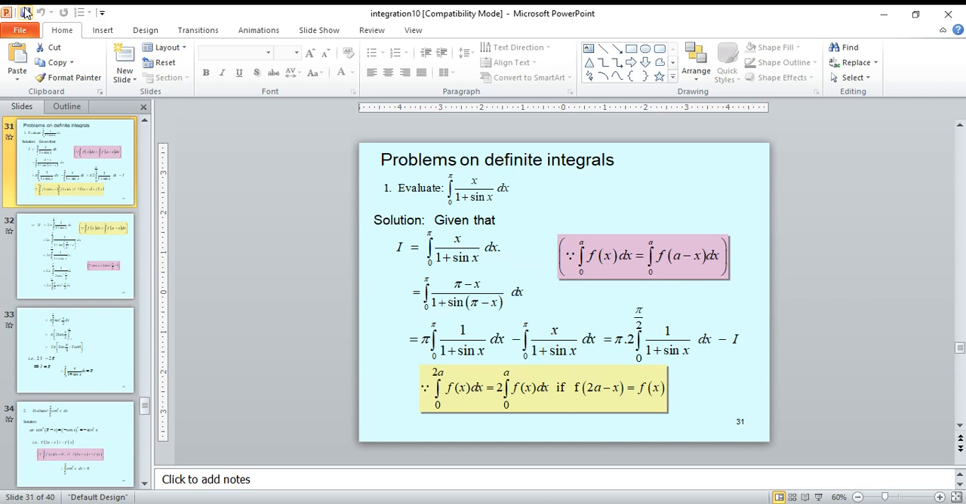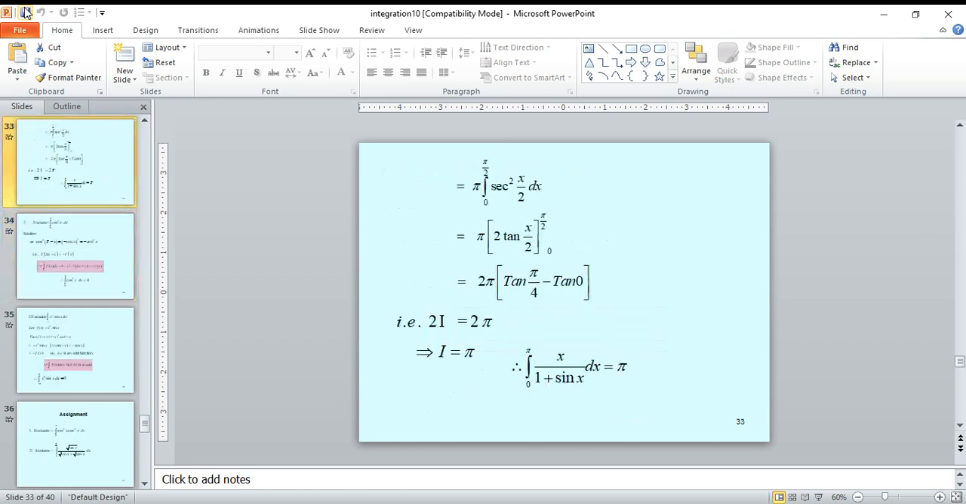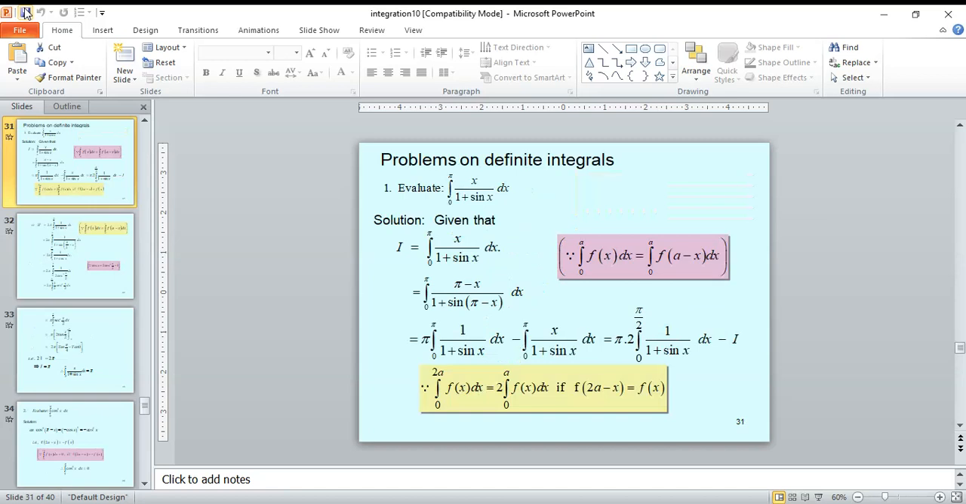Problem on definite integrals. Evaluate integration 0 to pi x by 1 plus sin x dx. Given that I equals integration 0 to pi x by 1 plus sin x dx. Apply, in place of x, pi minus x.